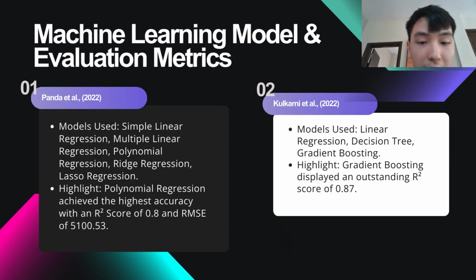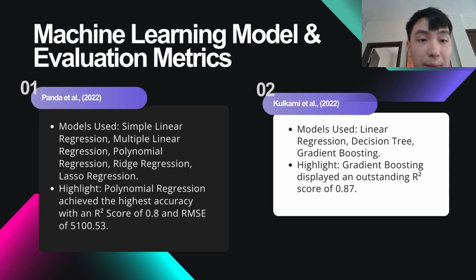So now I'll be presenting the machine learning models and their evaluation metrics. In the first study done by Panda and colleagues, they explore several regression models such as simple linear regression, multilinear regression, polynomial, ridge regression, and lasso regression. A key highlight from their findings was that polynomial regression achieved the highest accuracy score with an R-squared score of 0.8 and root mean square error of 5100.53.